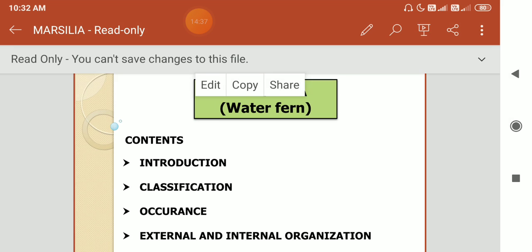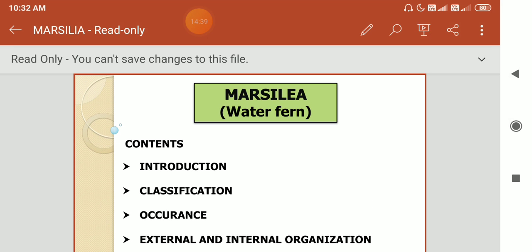Marsilea structures. In the previous classes we discussed the complete general account of the Marsilea, from the morphology to the anatomy. Today's class we discussed the reproduction in the case of the Marsilea. I hope you all got the concept. If you did not get the concept, ask the question. Thank you for your patience in listening.